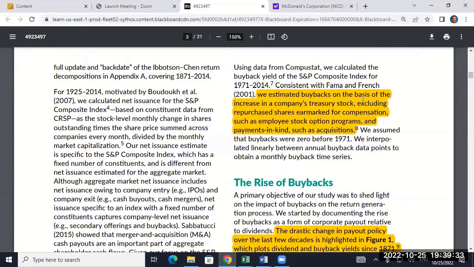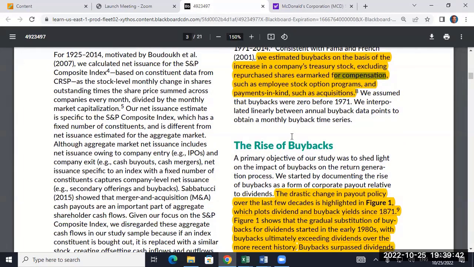We estimate buybacks on the basis of the increase in company's treasury stock, excluding repurchased shares earmarked for compensation. Some people have asked that question: what about all these stock option plans? They adjust for that.